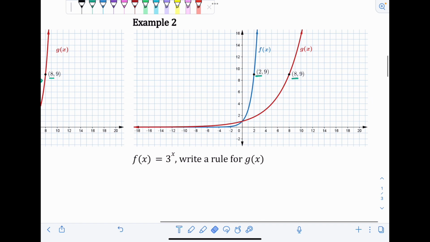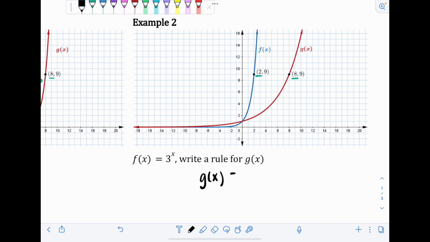So I'm going to treat it the same way of setting up the function rule rather than just starting with the 3 to the x right away. So it'd be g of x equals f of 1 over b times x. That's the formula that we use for a horizontal dilation.